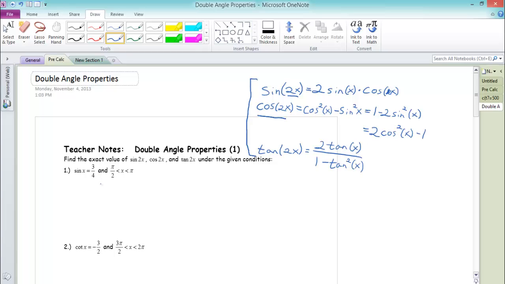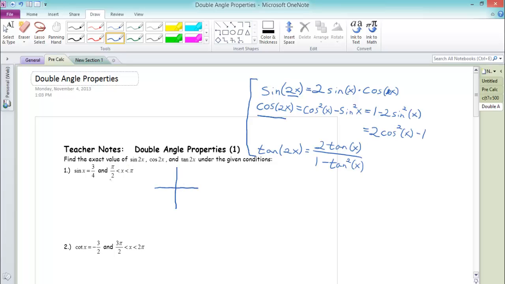Find the exact value of sine 2x, cosine 2x, and tangent of 2x given the following conditions. Number 1, sine of x is equal to 3 over 4, and we are given a stipulation on our domain. Pi over 2 is less than x, which is less than pi. So why don't we go ahead and start by drawing our nifty little triangle.